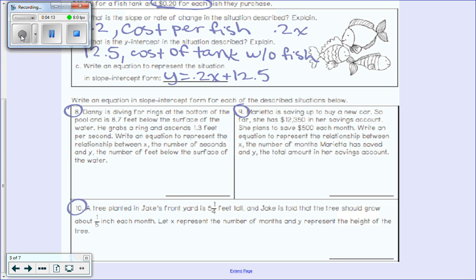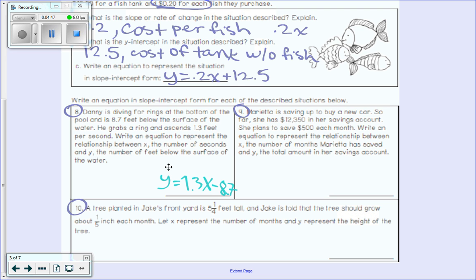Danny is diving for rings at the bottom of the pool and is 8.7 feet below the surface of the water. He grabs a ring and ascends 1.3 feet per second. Write an equation to represent the relationship between x, the number of seconds, and y, the number of feet below the surface of the water. Good. Y equals 1.3x minus 8.7. Let's give them one big clap. 1, 2, 3.